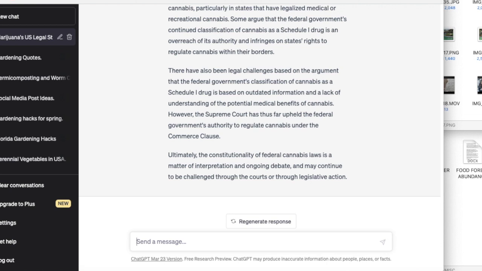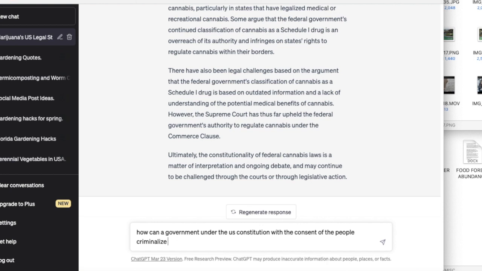Just more continued nonsense. I hope everyone's realizing how ridiculous this all is. Supreme Court, Commerce Clause from 200 years ago, 250 years ago. It just makes zero sense. So let's continue. How can a government under the U.S. Constitution, with the consent of the people, criminalize cannabis? So I'm trying to get it to contradict itself. I'm trying to see if it will pick a side and not just keep kind of dancing around the issue. So let's see what it says.